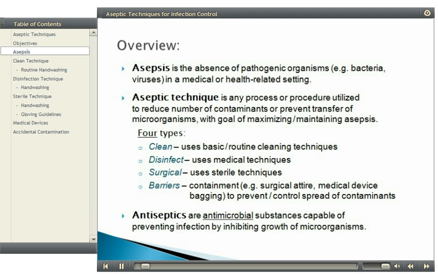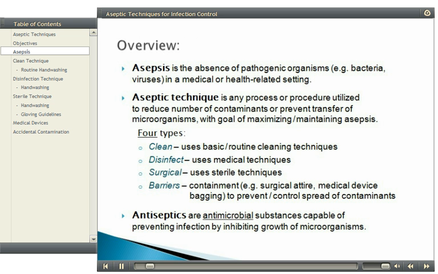Overview: asepsis is the absence of pathogenic organisms, e.g., bacteria, viruses, in a medical or health-related setting. Aseptic technique is any process or procedure utilized to reduce the number of contaminants or prevent transfer of microorganisms, with the goal of maximizing and maintaining asepsis.